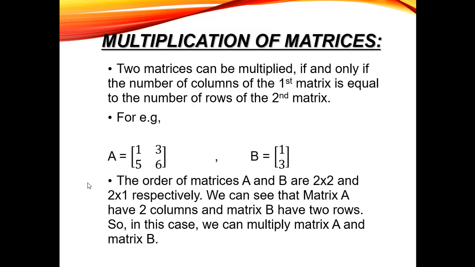So the first thing that you need to understand and remember is that if the number of columns of the first matrix and the number of rows of the second matrix are the same, then you are allowed to multiply the two matrices.